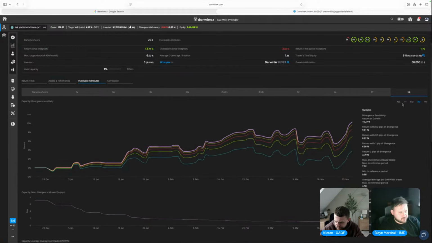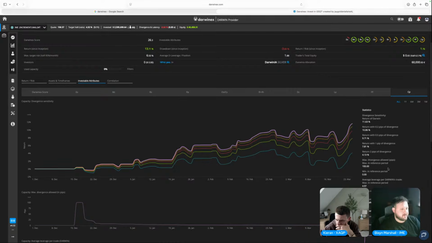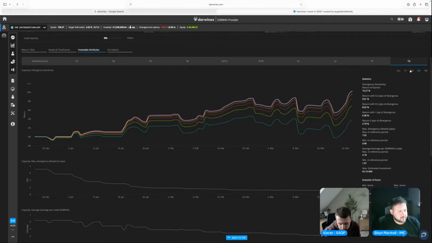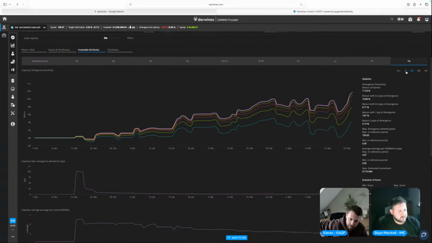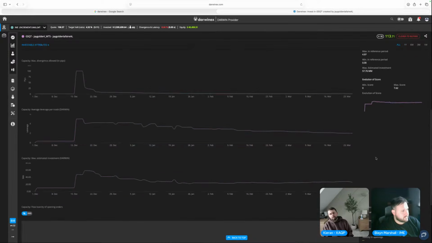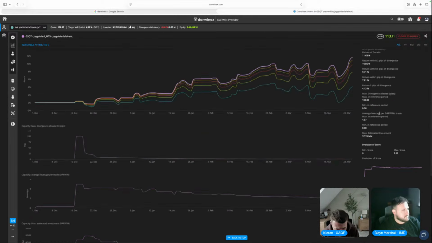I've always wondered here, right? See, when you press All, your max investment changes. See if I do 3 months. That's probably because it's isolating the divergence sensitivity just to that period. Yeah, because it is all hypothetical, isn't it?